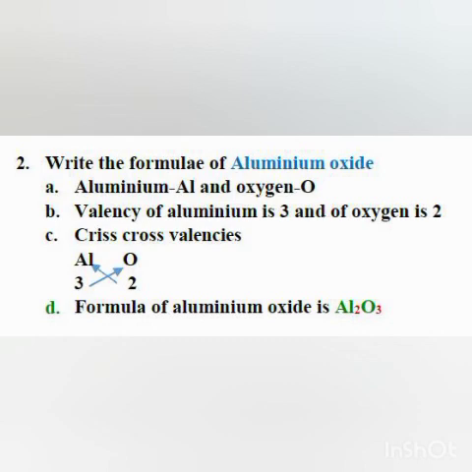You can see here the formula of aluminium oxide, that is Al2O3. Here you can see with the red I have written 2 against aluminium. This 2 is actually the valency of oxygen, which is written against aluminium, and this 3 is the valency of aluminium, which is written against oxygen. So the valencies are crisscrossed, and the formula of aluminium oxide is Al2O3. We will discuss more problems on writing chemical formulas in the next class.